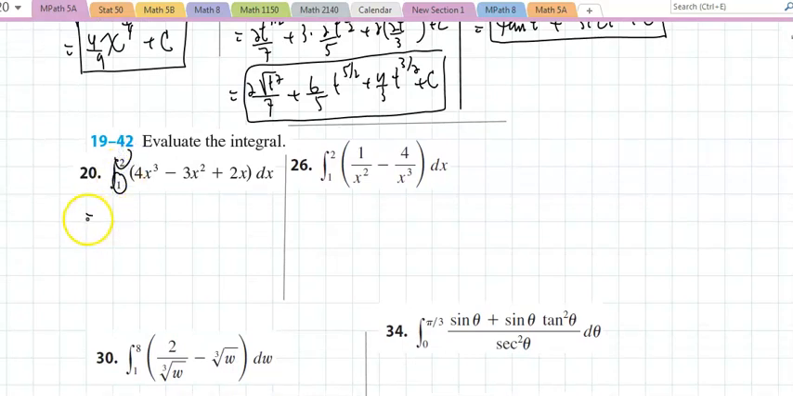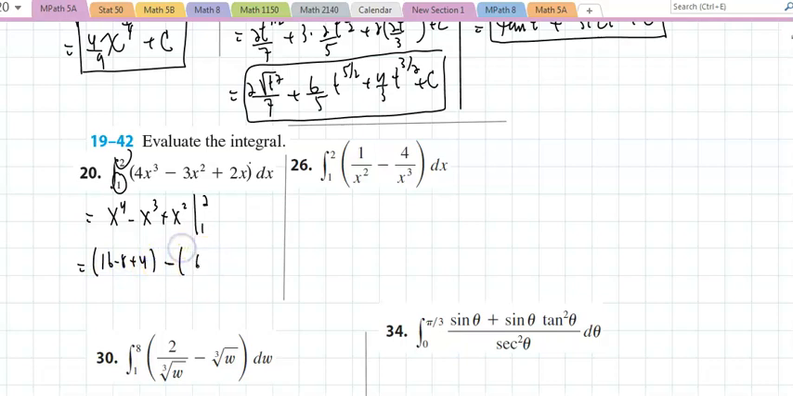Be careful with that. So this is: add 1 to the power, divide by that, becomes x to the 4th. Add 1 to the power, divide by that, becomes x cubed. Add 1 to the power, divide by that, becomes x squared. Evaluate it from 1 to 2. Throw the 2 in. That is 16 minus 8 plus 4. Minus, throw the 1 in. That is 20 minus 8 is 12, minus 1, that's 11.